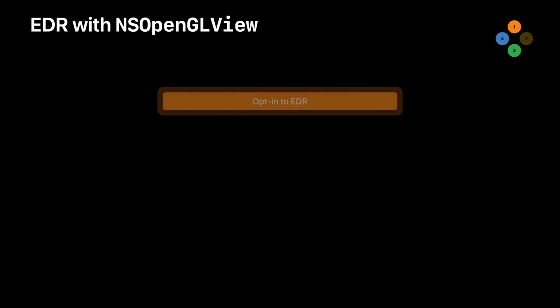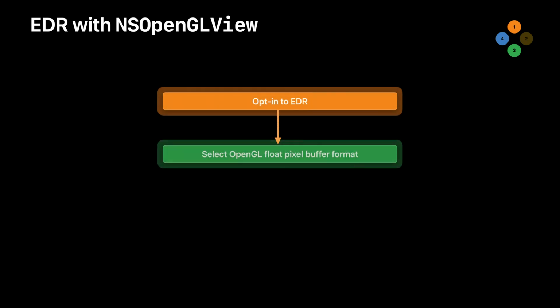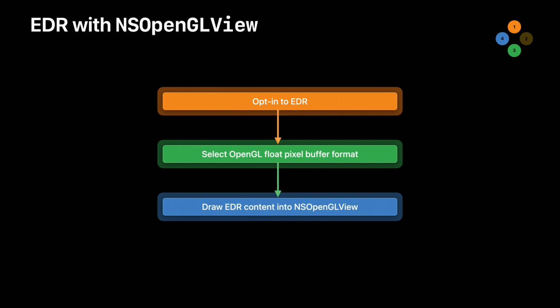For those still supporting OpenGL-based applications, we will explore enabling EDR on NSOpenGLView using similar steps to those we've already demonstrated. Adoption of EDR might also provide the opportunity to fully embrace color management. However, we will not cover that in this talk. We will explore the following steps: opting into EDR, selecting a floating point pixel buffer format, and drawing EDR content to the NSOpenGLView.